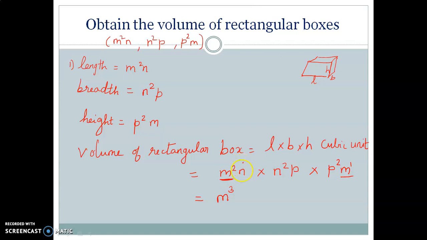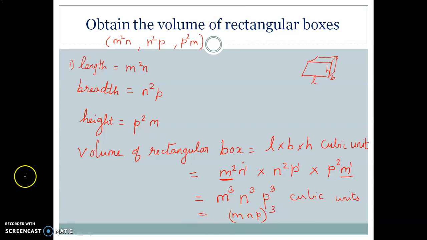Now think about n. 1 plus 2, 3. So again n cube. What about p? Here p also 1, 2. That's all. Do I have any other letters here? No. So this is the answer: m cube, n cube, p cube, cubic units. Here you can write it in simpler notation also: m n p the whole cube.